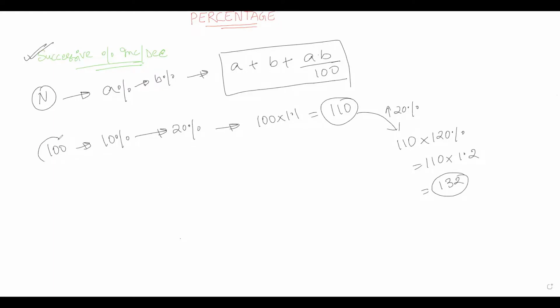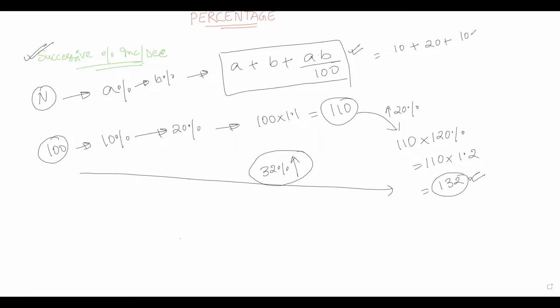So the initial number was 100, and now it has become 132. So we can say that overall there is an increase of 32% in this number. Now the same we could have calculated by simply using this formula. Here A is 10, B is 20. So 10 plus 20 plus 10 times 20 upon 100. 10 plus 20 becomes 30, plus the zeros cancel out, so this is 2. So this becomes 32%. So overall, the number has increased by 32% when it is first increased by 10% and then increased by 20%.